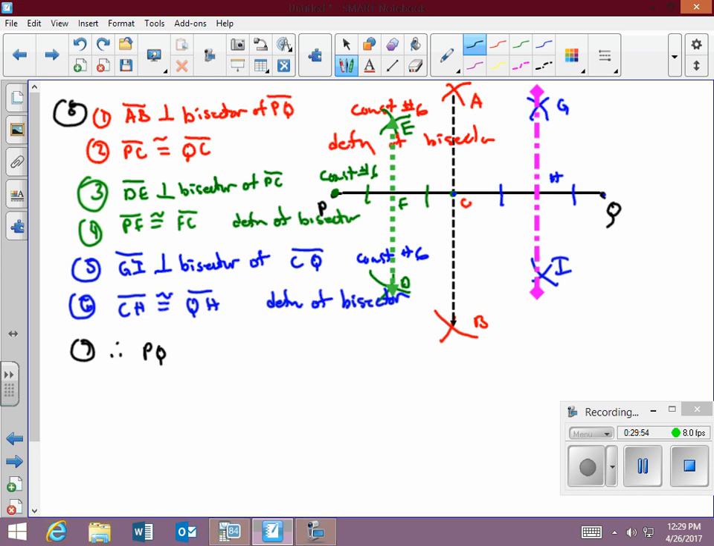But with a construction problem, to me it would be obvious if you said by observation. And that's what I'm going to do, I'm just going to say by observation. I'm going to say PF congruent to FC, which is congruent to CH, which is congruent to HQ, and I'm going to say observation.